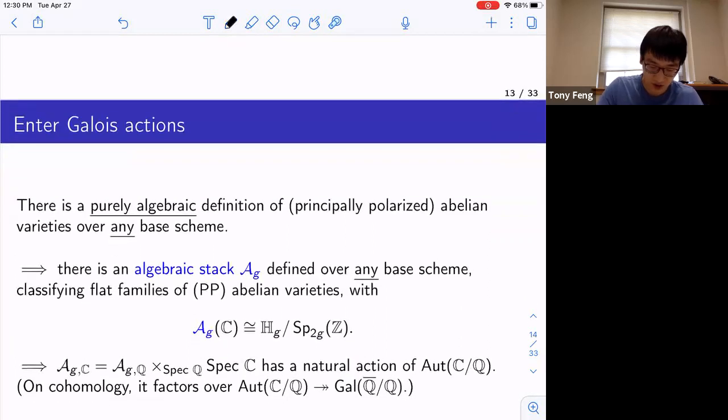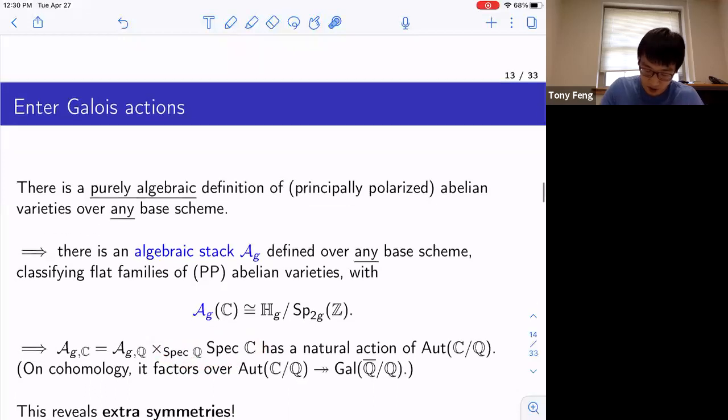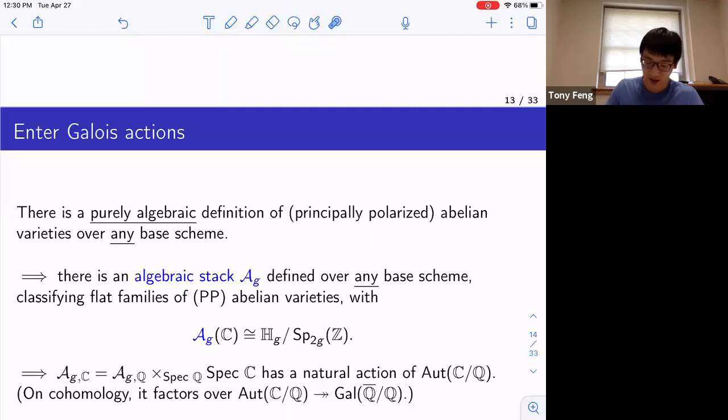And so in particular, the incarnation of this stack over the complex numbers, A_g sub C, is seen as coming from some deeper, more fundamental structure, a thing which makes sense over the rational numbers, by a base change from the rational numbers to the complex numbers. And because it's presented in this way, it has an obvious action on automorphisms of this second factor. Okay, so this algebraic stack has a natural action of the automorphisms of the complex numbers. On cohomology, you can see that this action factors over the Galois group.